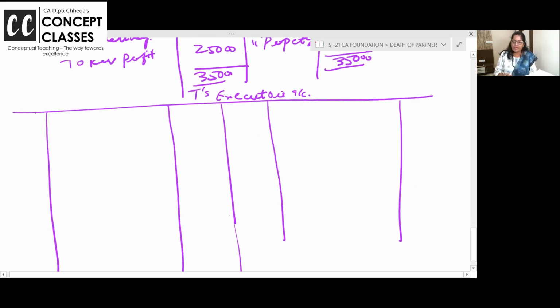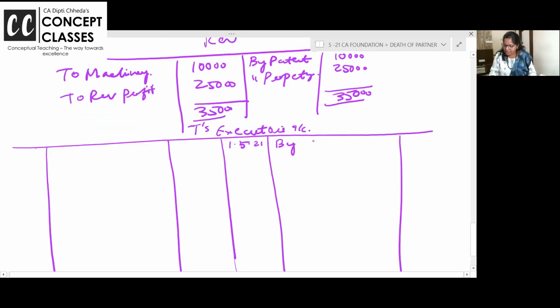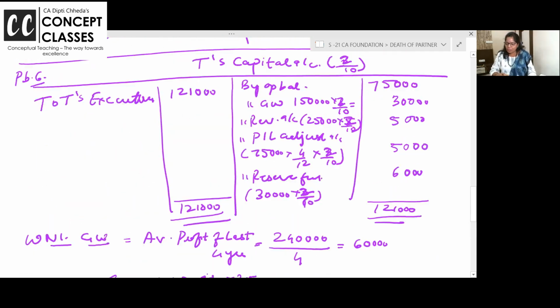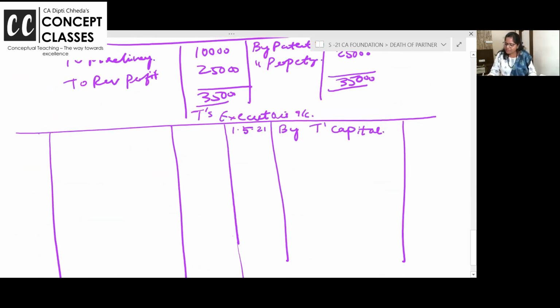T's executors account. 1st May. What is the date given to you? He died on 1st May 21. So on that day, T's account debit. Are you all getting? T's to DC. So whatever you have to give, transfer it to his executor's account. 1,21,000. Anyone in the class is having doubt? Date, particulars, amount. And on the same day, pay him by bank 21,000.